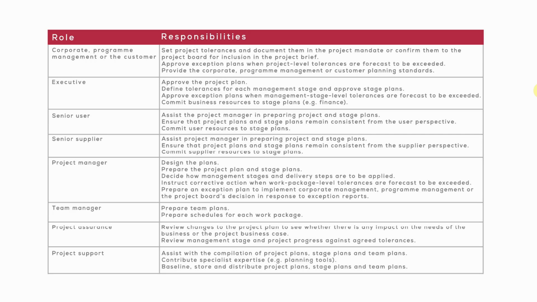The senior user assists the project manager in preparing stage plans, ensures that the plans and stage plans are consistent from the user's perspective, and will obviously commit user resources to the plans. Same is true for the supplier. They'll commit the supplier resources and ensure that the project plans and stage plans remain consistent from the supplier perspective. Project manager effectively is designing the plans, creating the plans, preparing product breakdown structures, flow diagrams, carrying out all that sort of stuff, and of course preparing exception plans as and when required. Team managers would be preparing team plans and schedules for each work package.